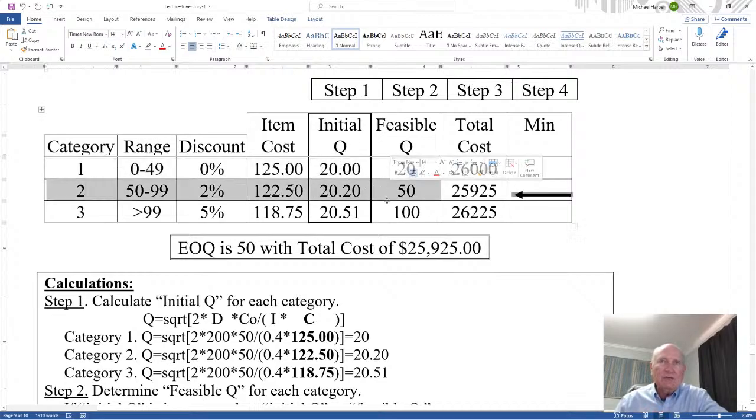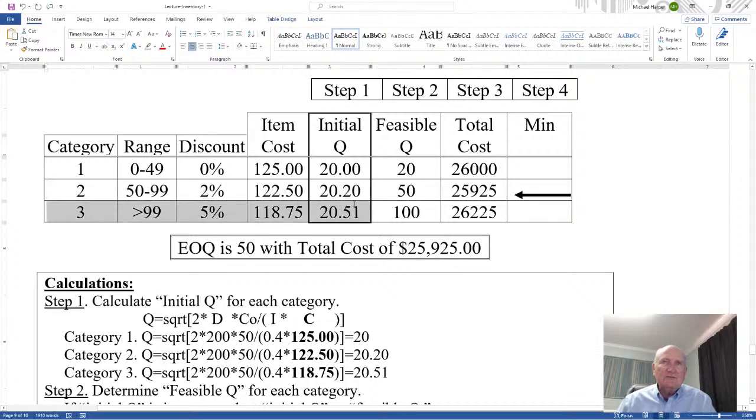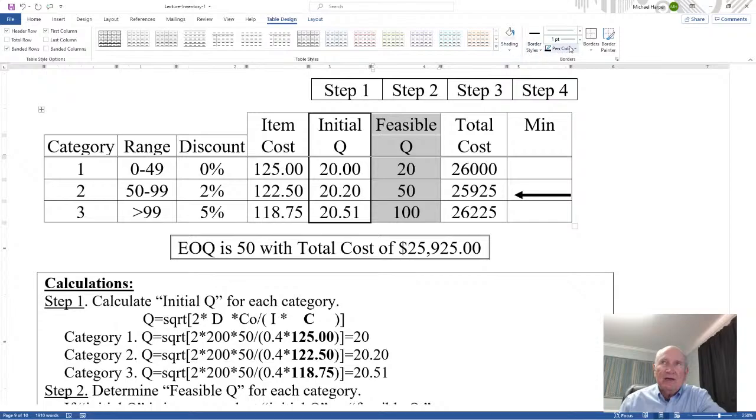Category 2, I have 20.2. My feasible range for my 2% discount is between 50 and 99. 20.2 is not in that range. It's below 50. So what do we do? What value in this range is closest to 20.2? Well, it's 50. So 50 becomes the feasible Q. Likewise for category 3, the category is 100 or more. 20.51 is below 100, so 100 becomes my feasible Q. So let me box that in. Now I'm done with that.